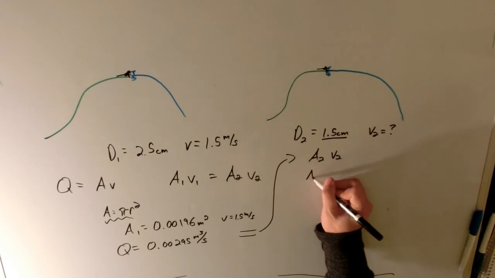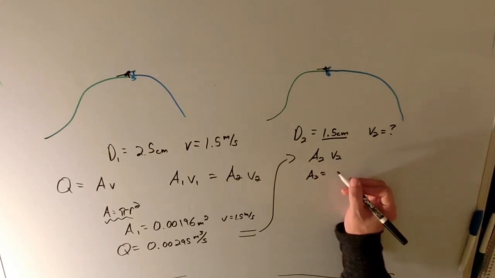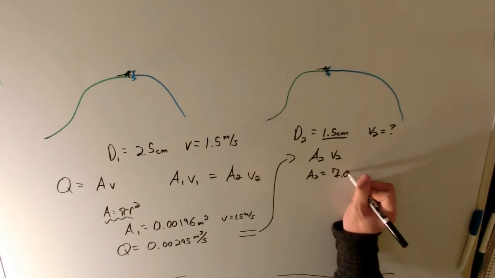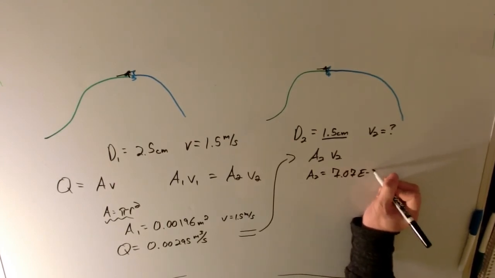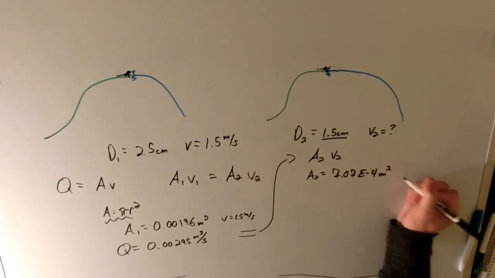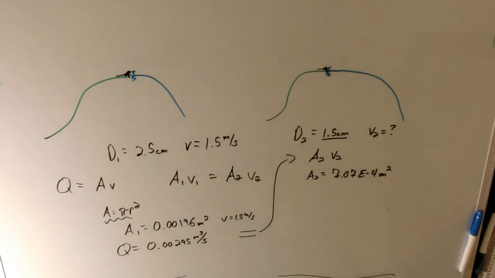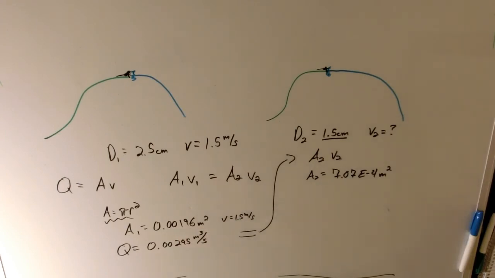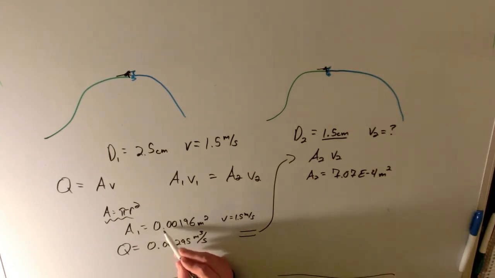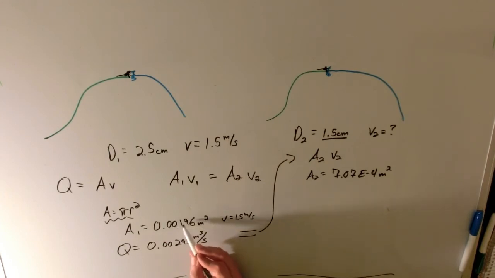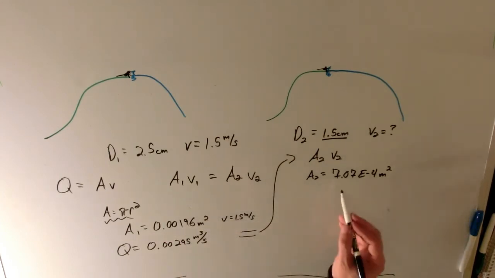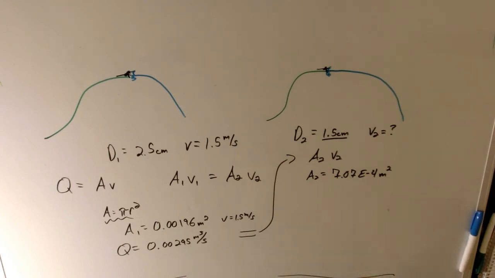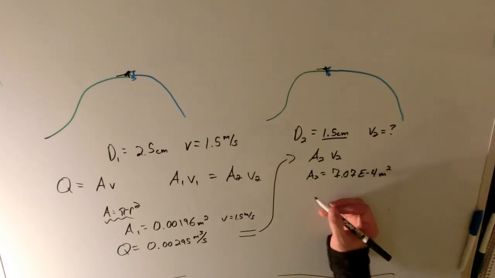Okay? So A2, area 2, when I solve for that, comes up to 7.07 times 10 to the negative 4th meters squared. So a very small area, which makes sense. It's smaller than the area we had over here because I blocked off a significant portion of it with my thumb. It went down from 2.5 centimeters to only 1.5 centimeters. We can see that it went from about 2 times 10 to the negative 3 and got cut down by probably a factor of 3 or so, which is noticeable.